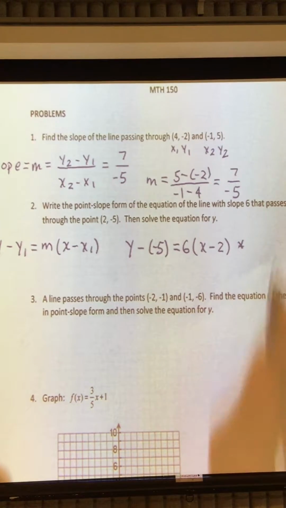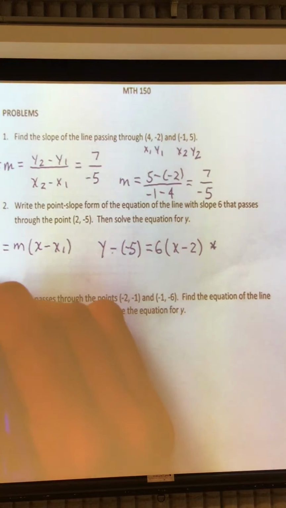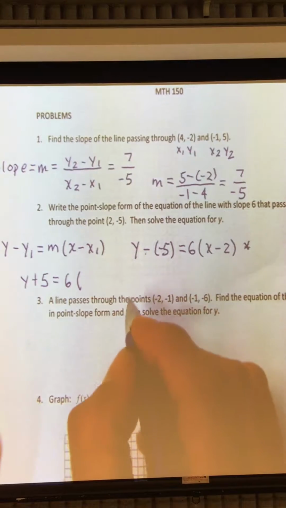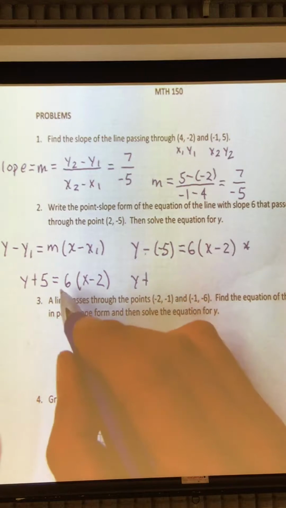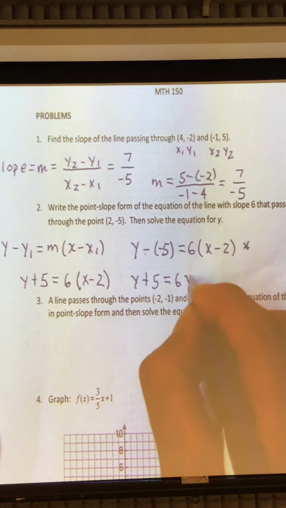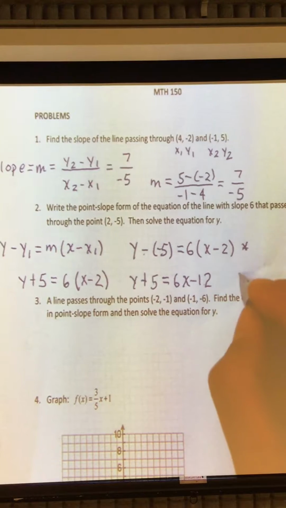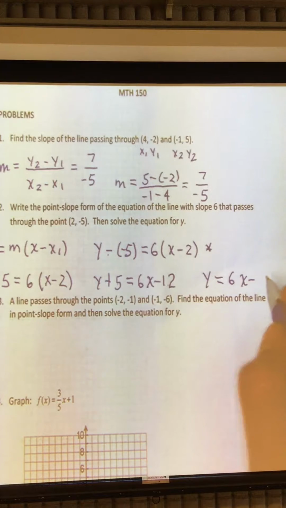If we now wish to solve the equation for y, we first will do the arithmetic. Subtracting -5 means to add 5, rewriting the slope, and times x minus 2. Now we distribute the slope of 6 through the parentheses, getting y plus 5 equals 6x minus 12. And then finally, subtracting 5 from both sides gives us y equals 6x minus 17.